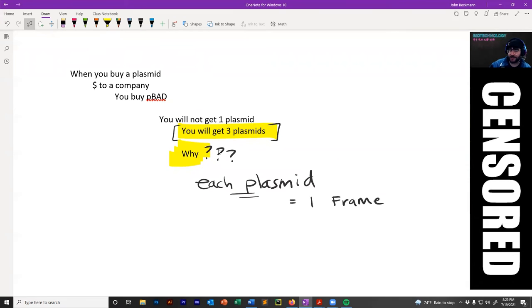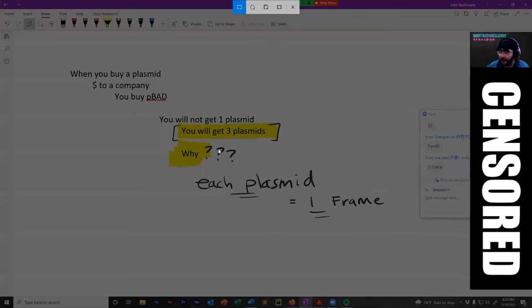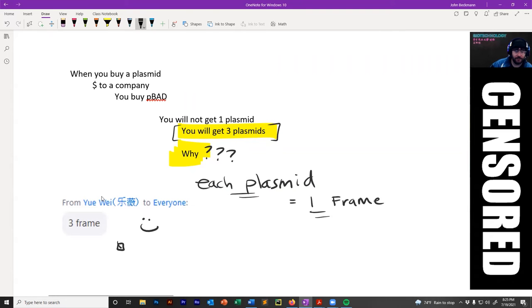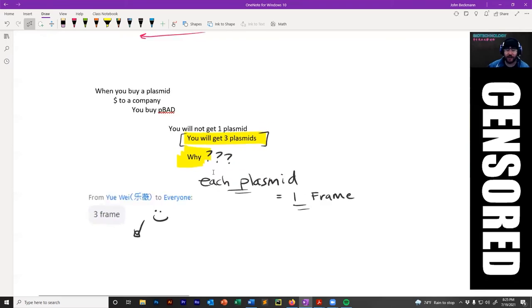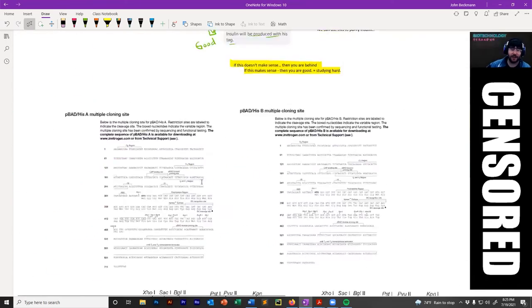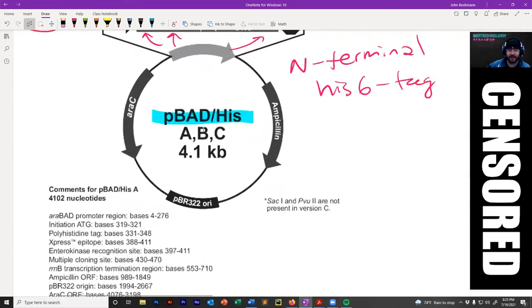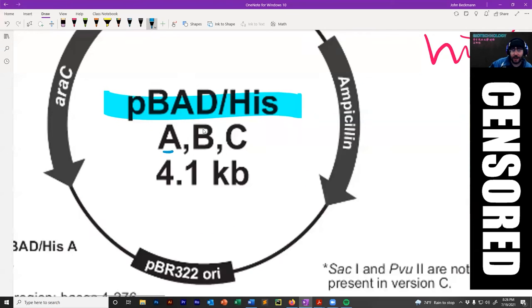Here's the answer. Each plasmid equals one frame. Yes, the three frames. Good job. You'll get a plasmid for each frame. So now you can understand why. Look at the name: A, B, C. This equals the three frames.